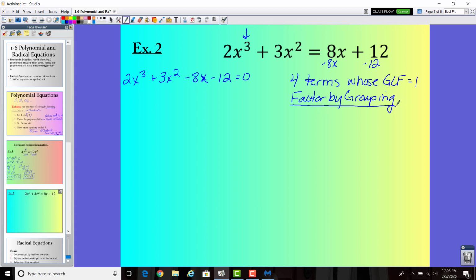Okay, so when we factor by grouping, first thing we're going to do is group terms 1 and 2 and 3 and 4. So I'm going to put parentheses around terms 1 and 2 and around terms 3 and 4. Notice that this sign between terms 2 and 3 I did not put into the grouping. We will use it later. Okay. Step 2, factor each group.